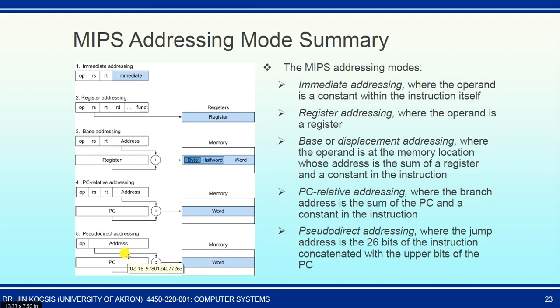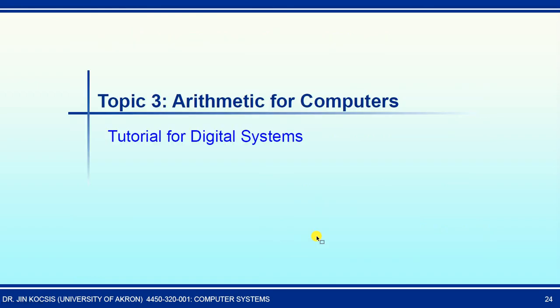The last one is pseudo addressing. That is associated with jump, right? We said the constant field in your J format only has 26 bits. Even when you add 2 zeros at the end, you only have 28 bits. You still have 4 bits left at the beginning, and those 4 bits come from the first 4 bits of the program counter, right? So what you do is take the first 4 bits of the program counter and concatenate them with those 28 bits. That is called pseudo addressing.